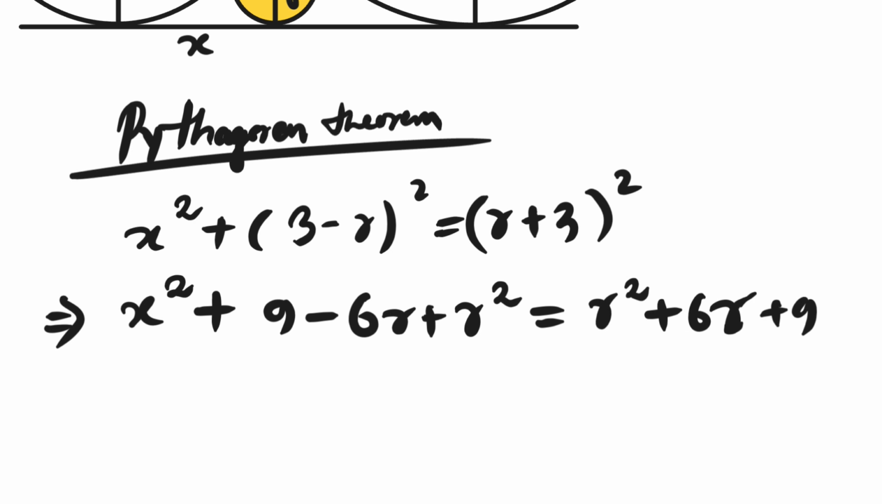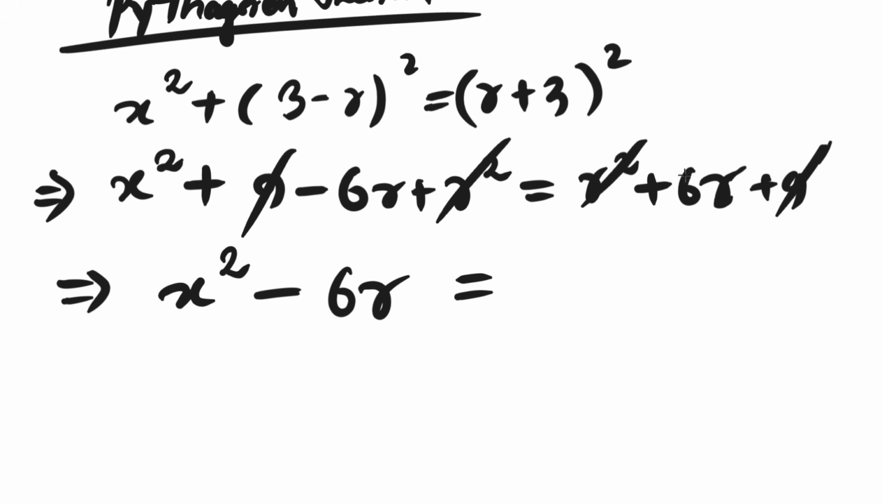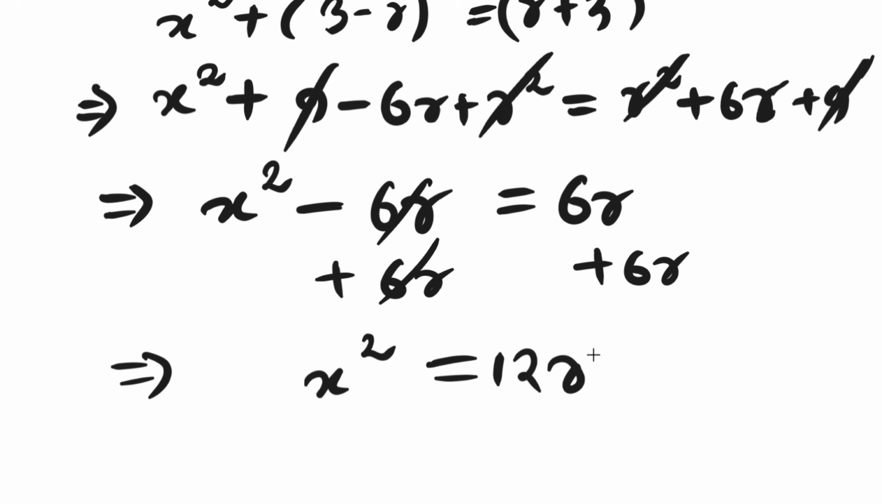plus 9. Now notice what happens when we simplify. There is an r squared on both sides, so those cancel. There is also a 9 on both sides, so those cancel as well. We are left with x squared minus 6r equals 6r. Add 6r to both sides and we get x squared equals 12r.